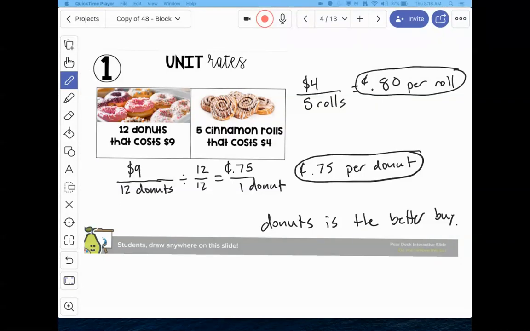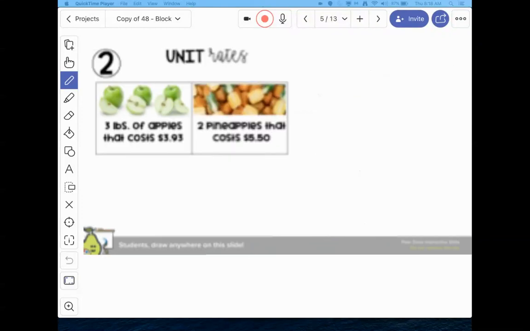Okay, let's try another one here. So let's go to our next one. We'll do number 2. So we're going to figure out apples or pineapples. So I want you to pause it and see if you can get started. If you think you got it, go ahead and pause it and try this one. If you think you need a little more help, we can do this one. Again, we're trying to find which is the better buy. So we love to put that money on top so we can find the money per item.